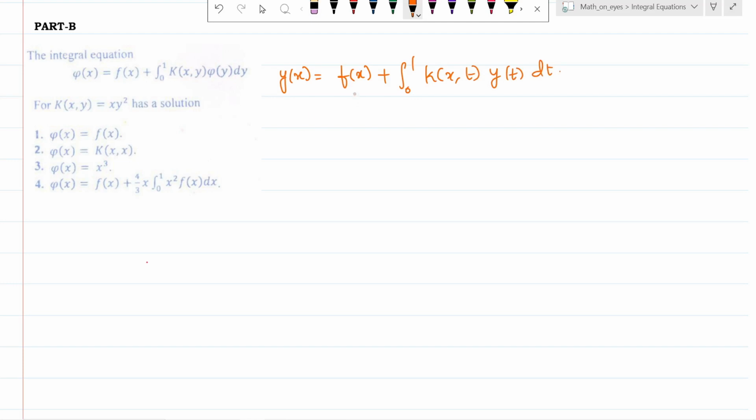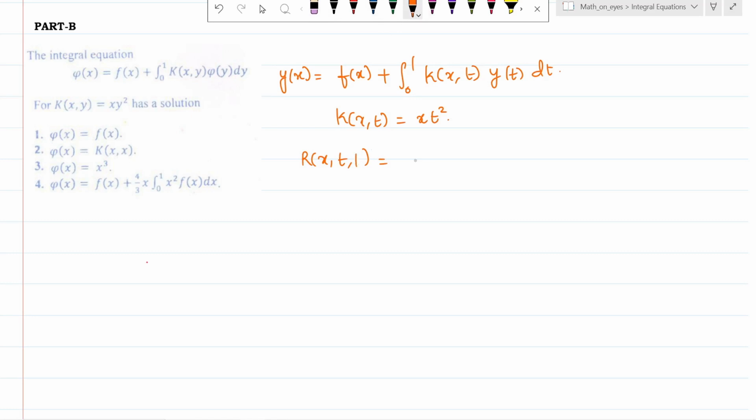Here f of x is unknown and the kernel is given to be k of x comma t is equal to xt squared. We solve by the resolvent kernel method. We will just evaluate the resolvent kernel r of x comma t comma lambda, which is equal to, here lambda is equal to 1, so we can have 1.